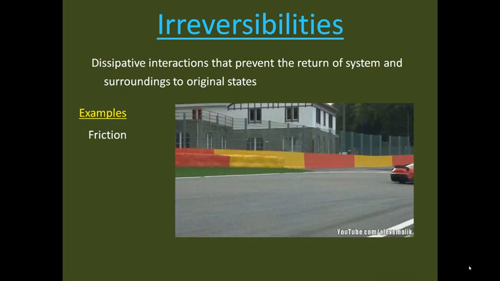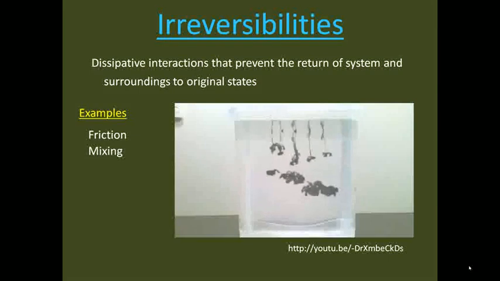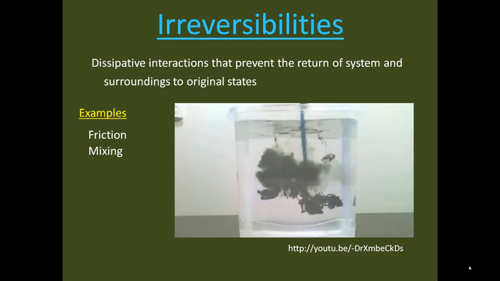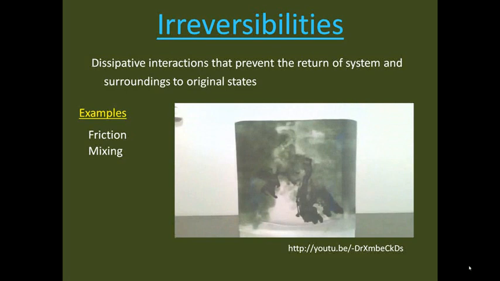Another form of an irreversibility would be mixing. So we take this chemical, we've got two different chemicals, we drop them in there. They're somewhat organized, and there's the black chemical and there's the clear chemical. But then if we mix them all together, they're all mixed up. There's more disorder now in the system. And we can't just pull those apart and bring them back together. So you can't bring those back to their original state. That's an irreversibility.